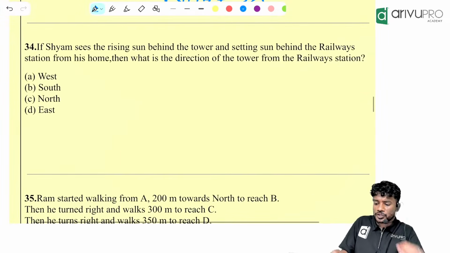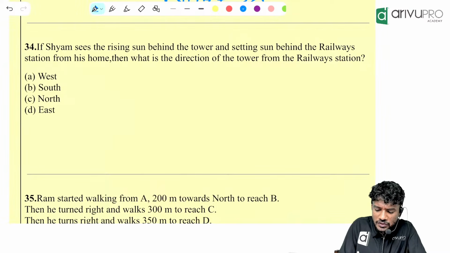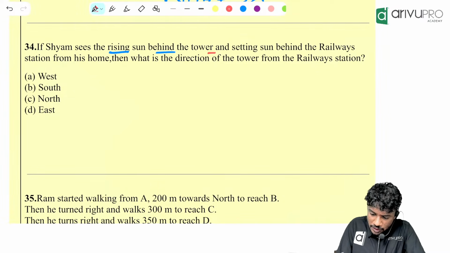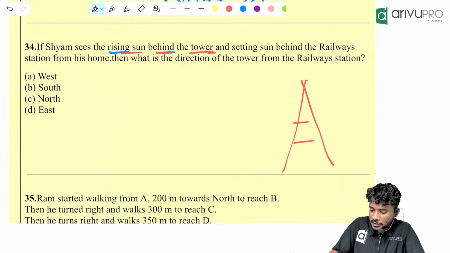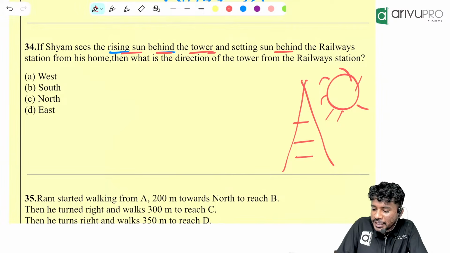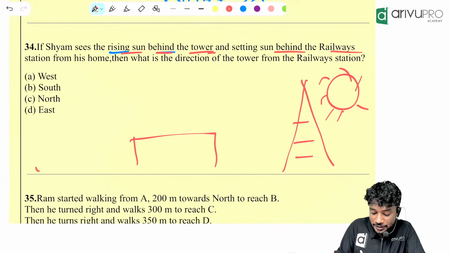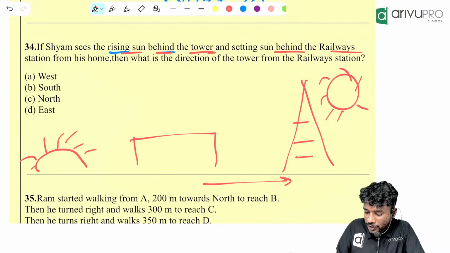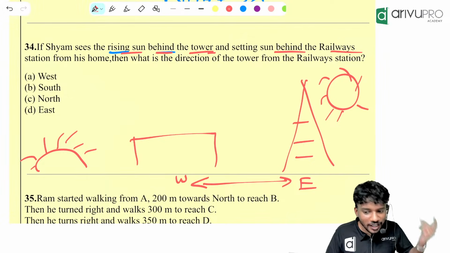Then 34th question. Shyam sees the sun rising behind the railway station tower. So the tower is there. Let it be the Eiffel Tower. Sun is rising behind it. Then what is happening? Setting behind the railway station. So your railway station is over here, and the sunset is happening over here. Now tell me which is which direction. If you ask me, this is towards east and this is towards west. Both the directions are given.